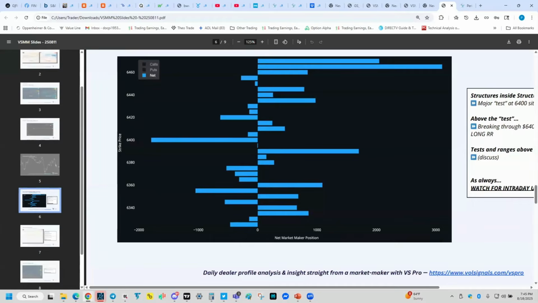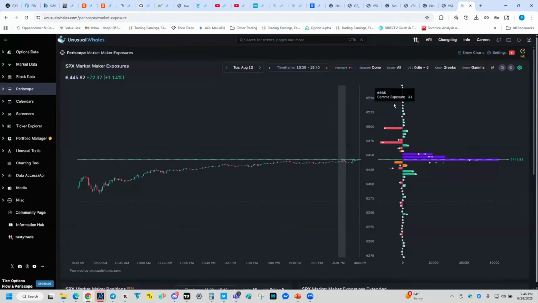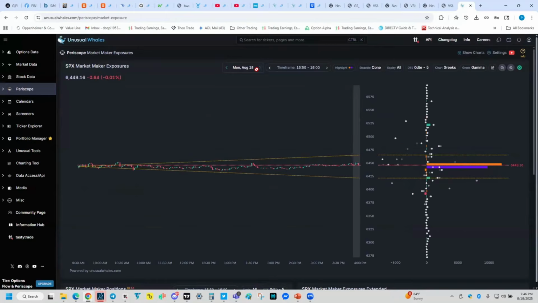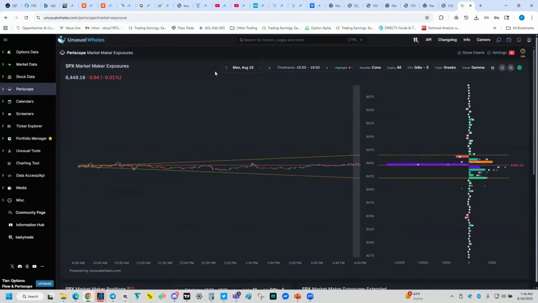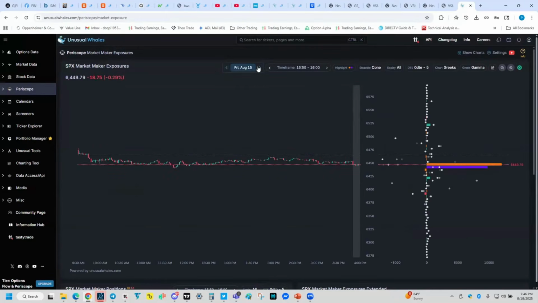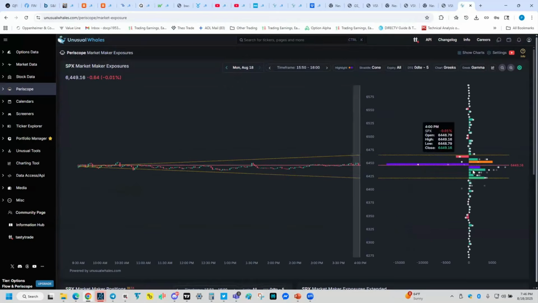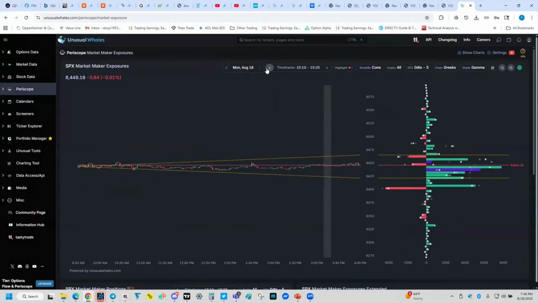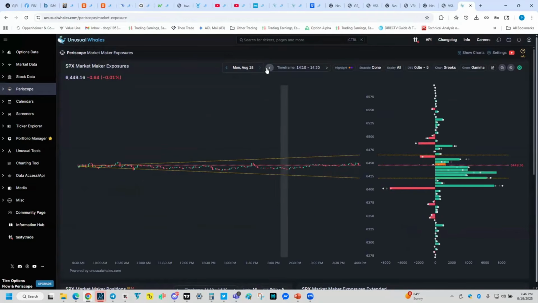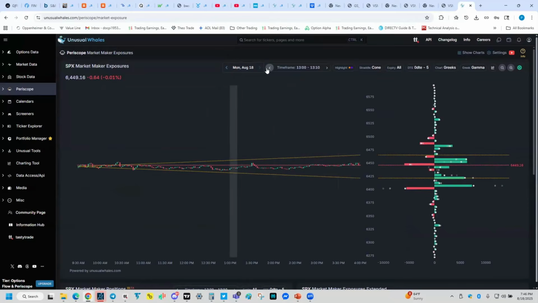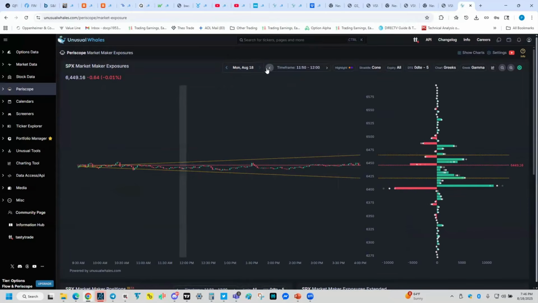Okay. So I think, and like I said, it's just my first day using it, so I can't tell you 100%. But when I was looking at it today, I think the levels are accurate. I can tell if a service is right or not, because I know where market makers are long and short.